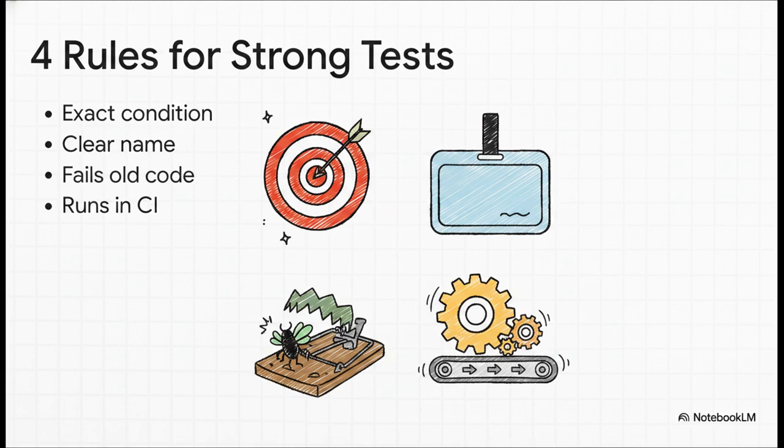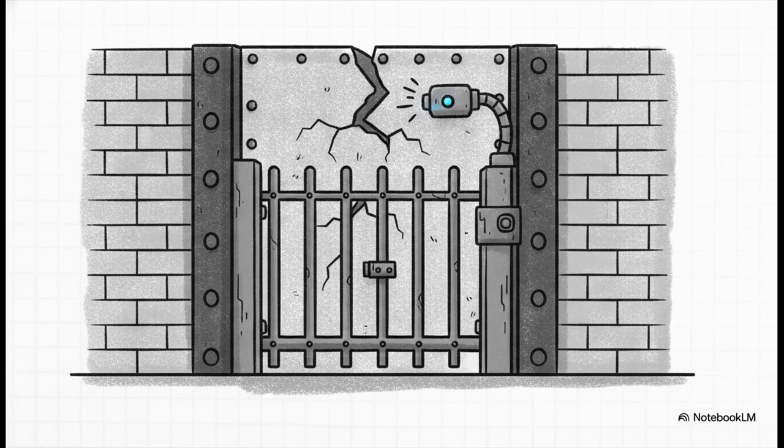Third, and actually a lot of people miss this one, you have to verify that the test actually fails against the old buggy code and passes on the new. If it passes on both, it's not a trap, it's just dead code. And finally, it must run automatically in your CI pipeline on every single change. If a test only lives on your local machine and requires you to actively remember to run it, it is virtually useless. When you follow these rules, something kind of magical happens to your project.